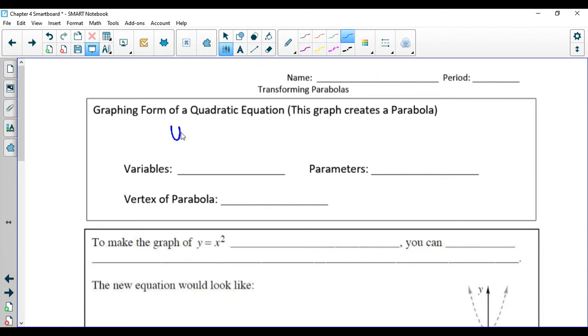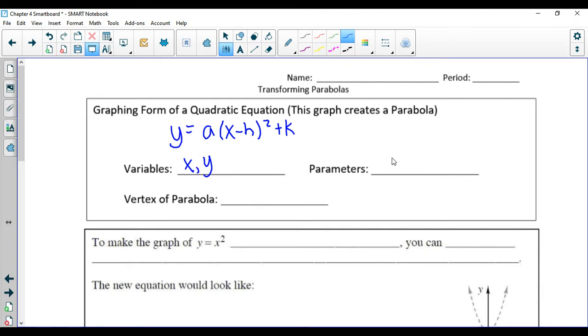So, our graphing equation, and this is something you will need to know, but we will use it so much that it'll probably come second nature. The equation is y equals a, parenthesis, x minus h, quantity squared plus k. And our variables are, as always, x and y. So remember, input variable, output variable, they don't change the way the graph looks. It just gets you points on the graph.